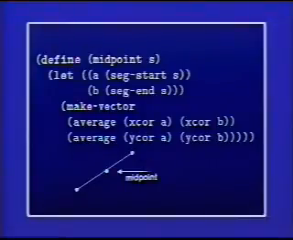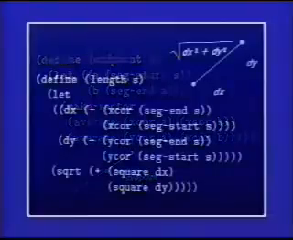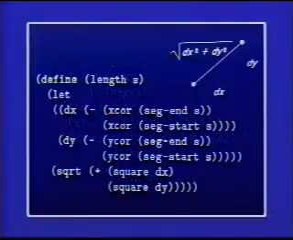So there's an implementation of midpoint, and then similarly, we can build something like the length of a segment. The length of a segment, we use Pythagoras' rule. The length of the segment is the square root of dx squared plus dy squared.